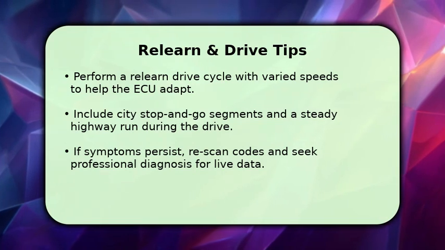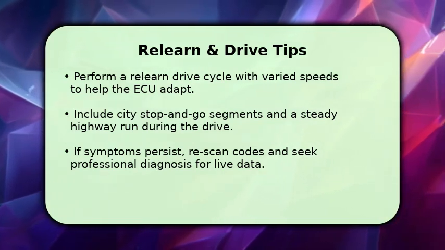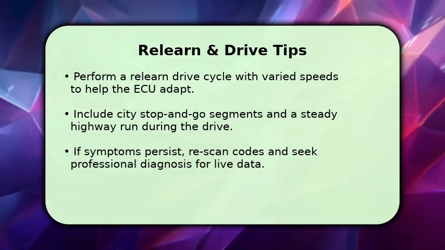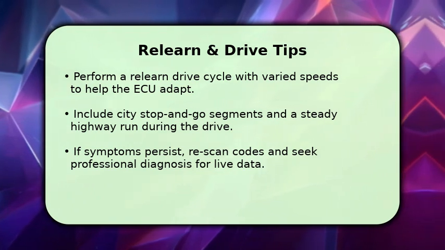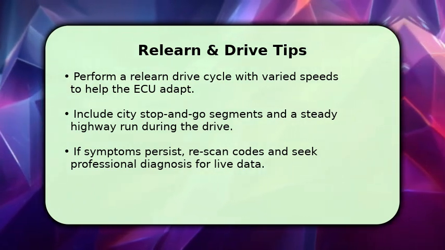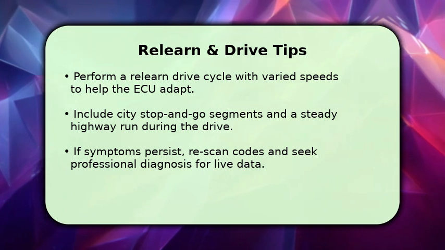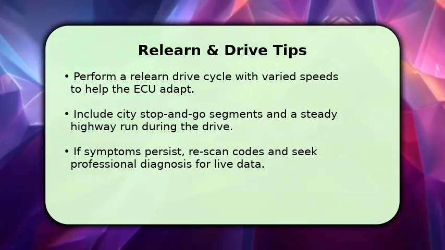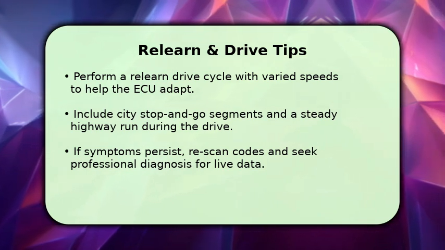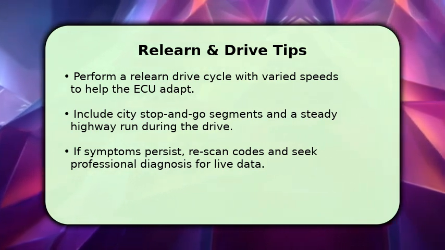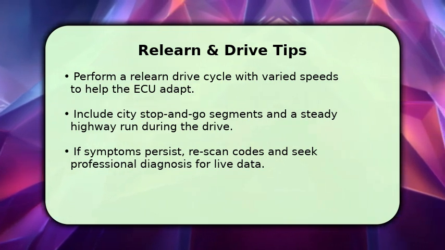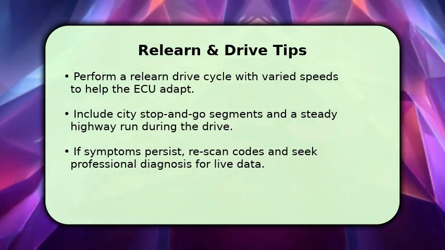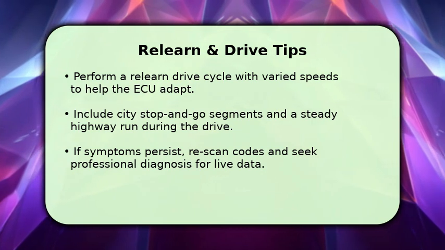Some Murano models require a relearn drive cycle after clearing codes, which helps the ECU adapt to throttle and idle changes. Drive at varied speeds for about 20 minutes, include several city stop-and-go segments, and a steady highway run to stabilize learning. If the vehicle idles rough or the check engine light returns, retrace steps, rescan codes, and consider a professional scan that checks live sensor data to pinpoint issues.